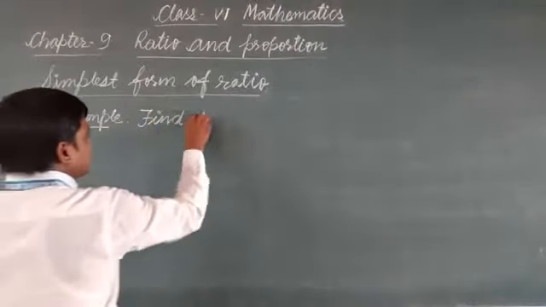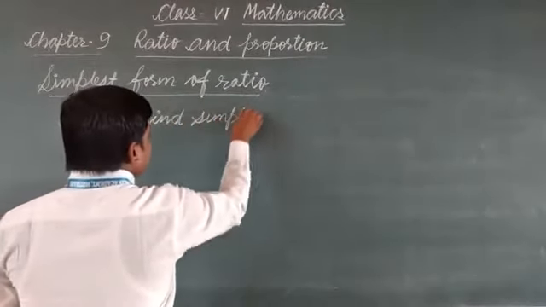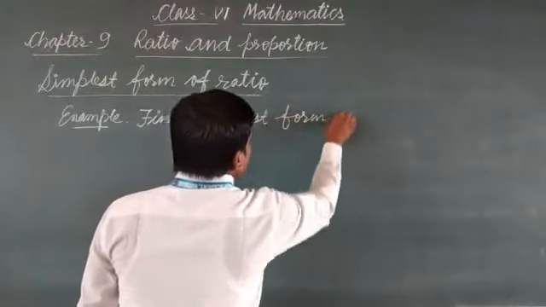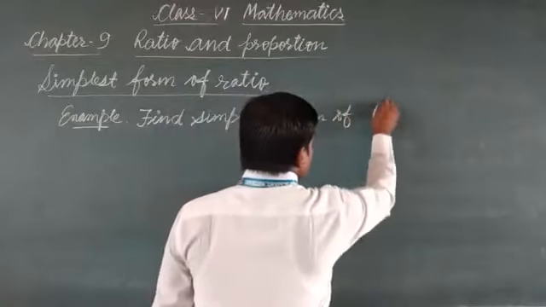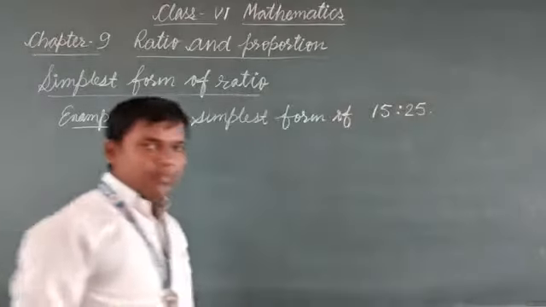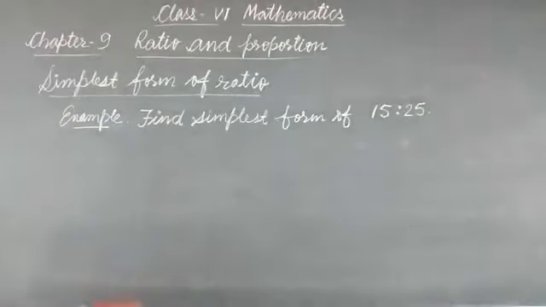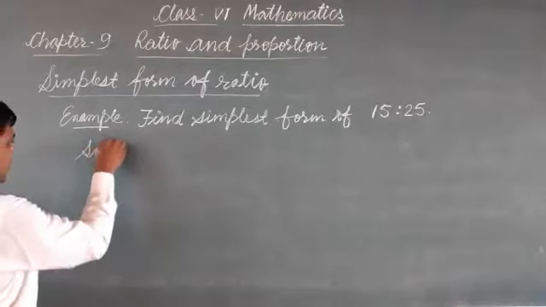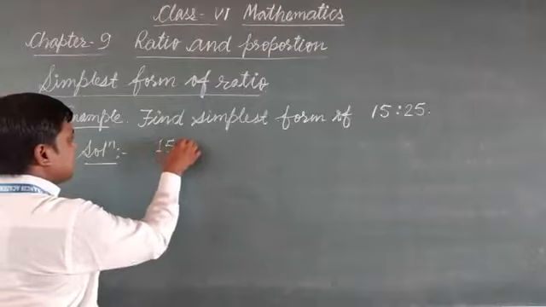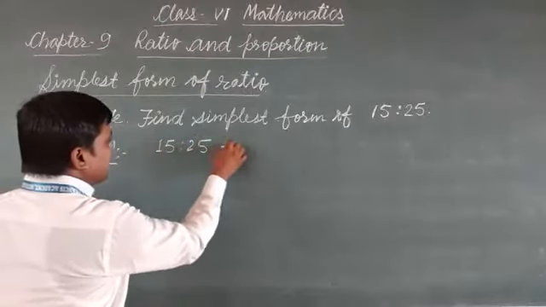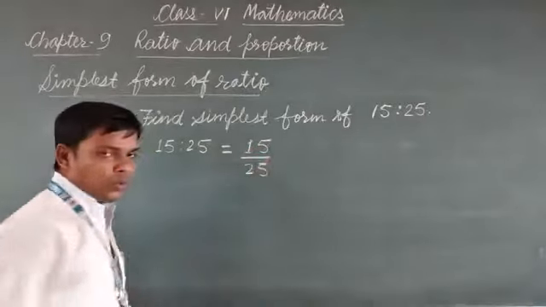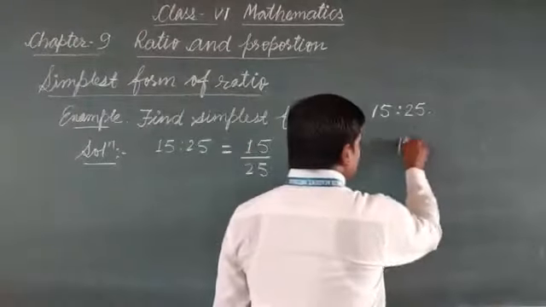Find the simplest form of 15:25. See the solution? We have the ratio 15:25. We can write it as 15/25. Now we will write the prime factorization.